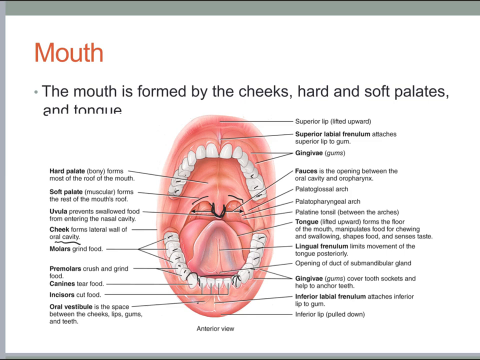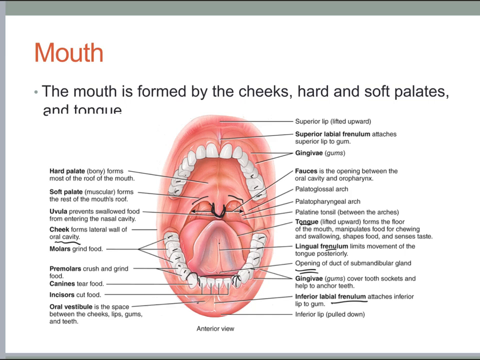So we start with our inferior labial frenulum. It attaches the inferior lip to the gum. We have our lingual frenulum right here that's going to tie that tongue into place so we don't swallow our tongue. And then below that we have some openings. These openings are going to give us the ducts of the submandibular gland, where we're going to release secretions of saliva. And we'll get into the details of that in a little bit.